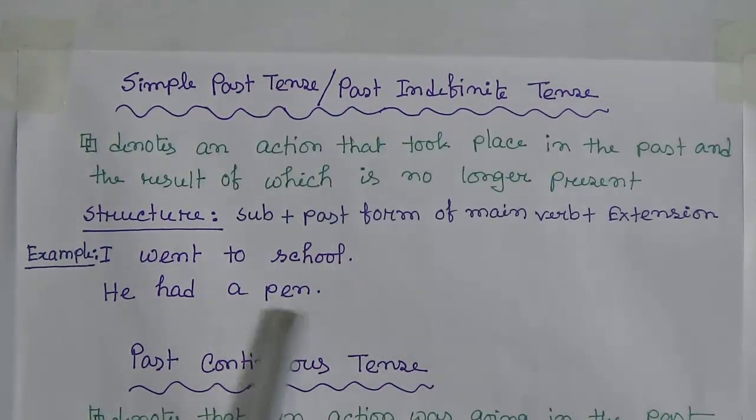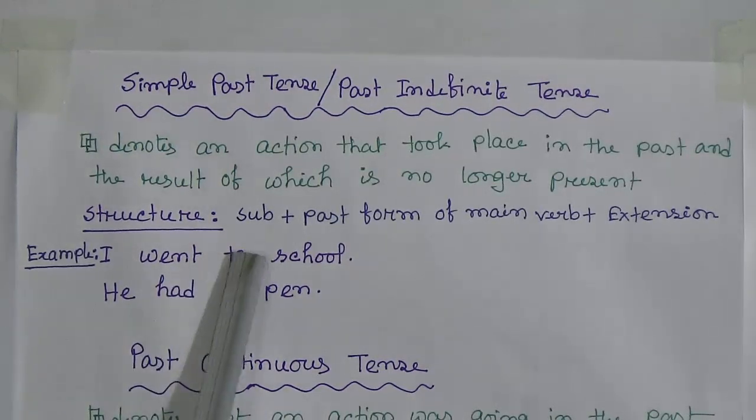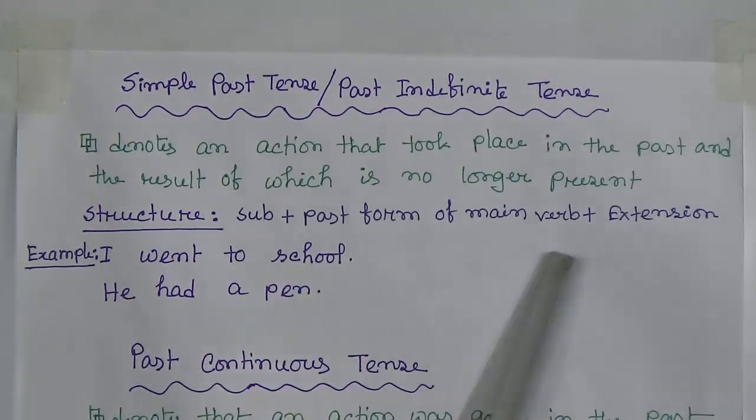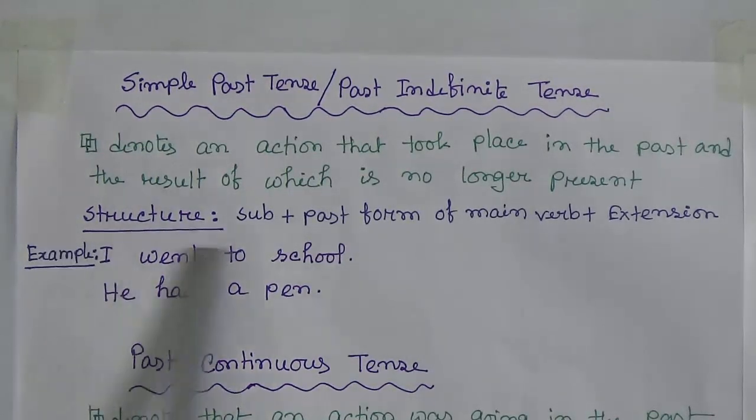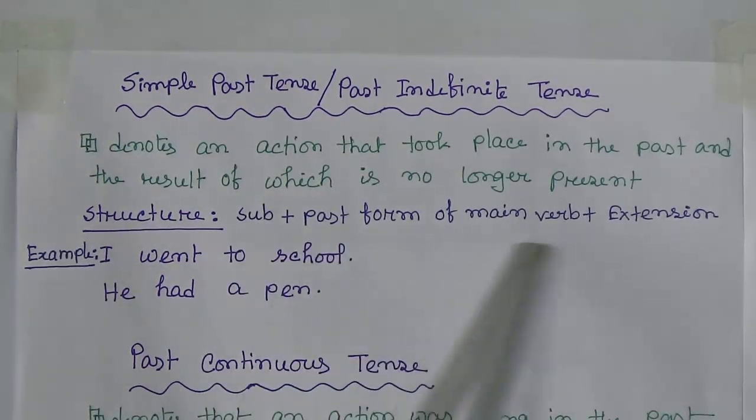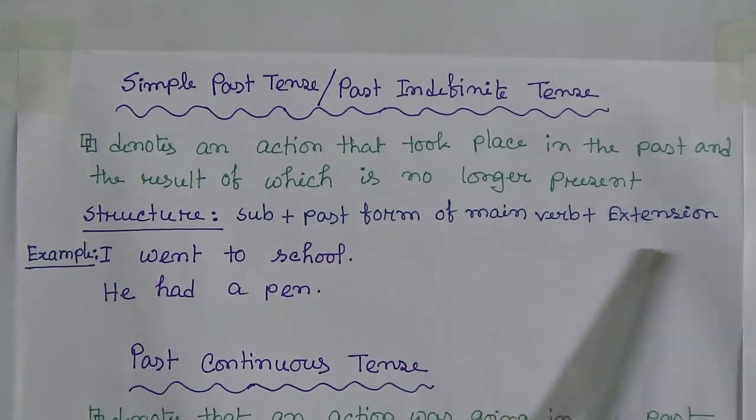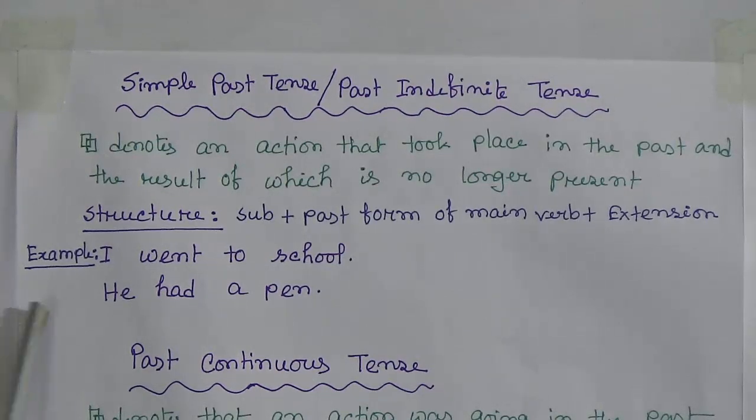Now what is the structure of this? Subject plus past form of main verb plus extension. And examples are, I went to school, he had a pen.